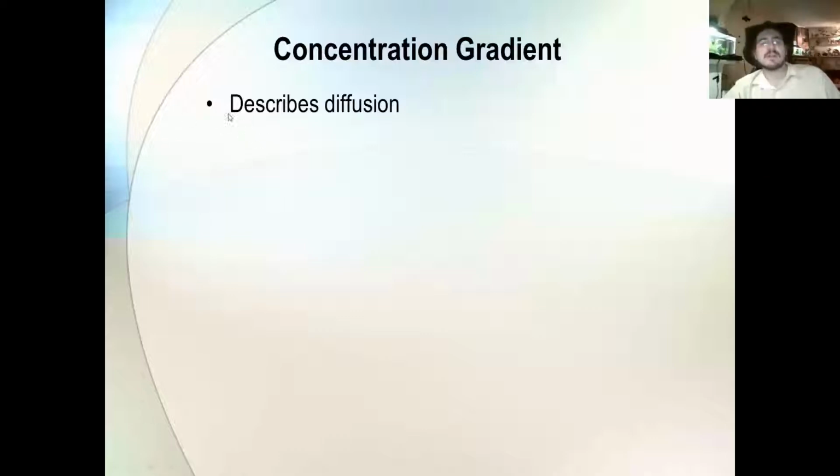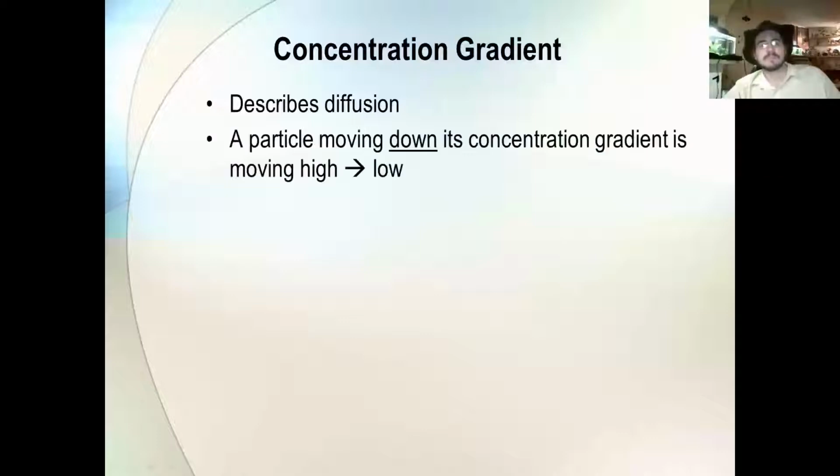So concentration gradient describes the high to low. So that moving along the high to low concentration gradient means moving from areas of high concentration to areas of low concentration, which is diffusion. So, a particle moving down or even along its concentration gradient is moving from areas of high concentration to low concentration. Hopefully, that was repetitive enough for you to remember it.